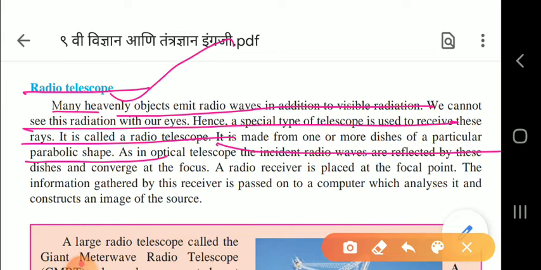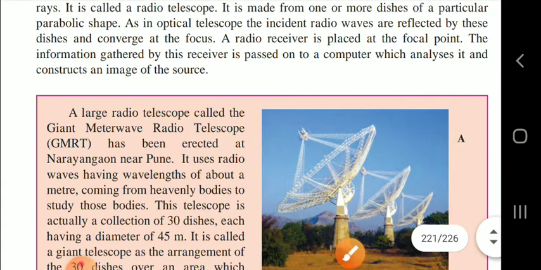Now, in a radio telescope, the incident radio waves are reflected by these dishes and converge at the focus. A radio receiver is placed at the focal point, and whatever information is received is passed to the computer, and it analyzes and constructs an image of that source. So, a large radio telescope is called the Giant Meter Wave Radio Telescope, that is called GMRT. So, that we will see here, children.